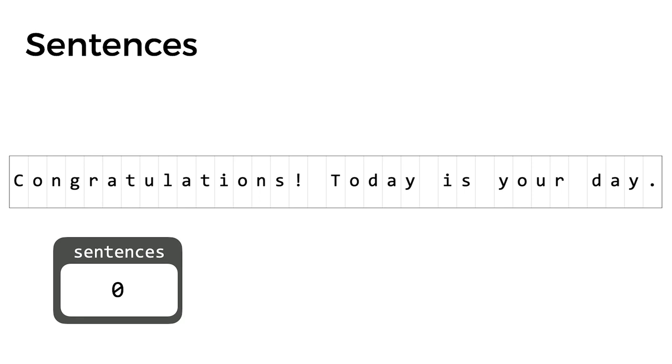So for example, let's take this text. Congratulations, exclamation point, today is your day, period. In this particular string, you'll notice that there are 2 punctuation marks that denote the end of a sentence. We have 1 exclamation point and 1 period. And so as a result, we could conclude that based on this particular string, we're able to find 2 sentences inside of that string.